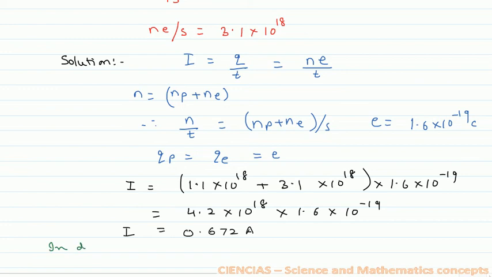So what is the answer? In the discharge tube, current is equal to 0.672 ampere. That is all for this question.